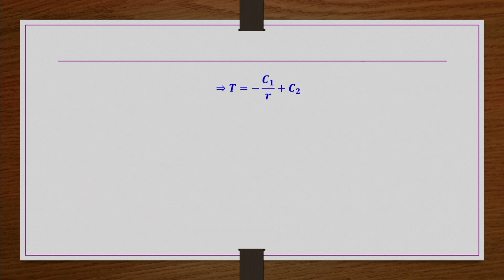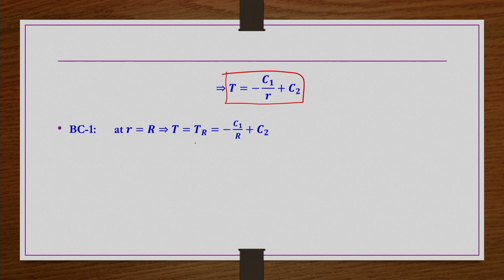Okay. So, this is the temperature profile that we got. Now, we will obtain these constants C1, C2. At r equals capital R, T is equal to TR.